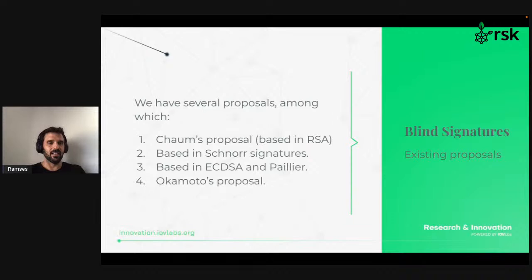in the list, because Chaum's is related to RSA, it's pretty well known. Schnorr signatures are very common in blockchain. ECDSA is a must in this field, but Okamoto's is somehow the outlier of the list, but it will be important to know about their existence.